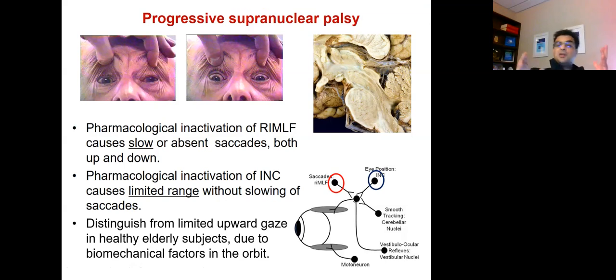So if there is some biomechanical problem in the orbit, fibrosis, or in some healthy people who cannot even make a full range of movement, in that case you will see abnormal VOR also. They will not have a full range. At the same time, they may not have a saccade. Unlike PSP.